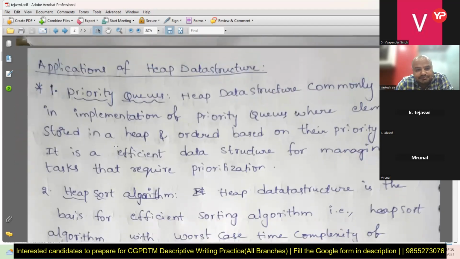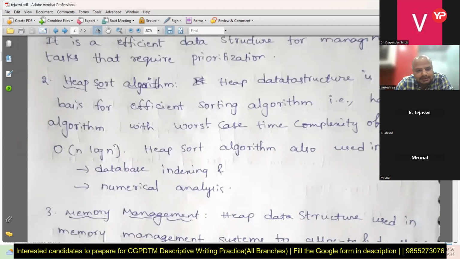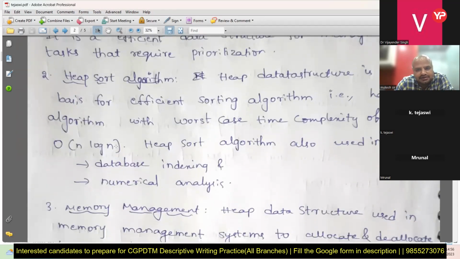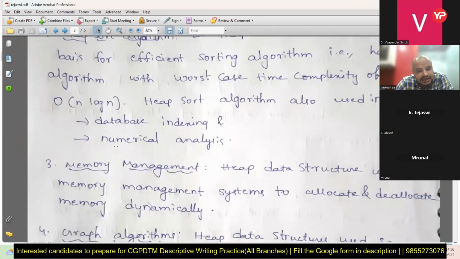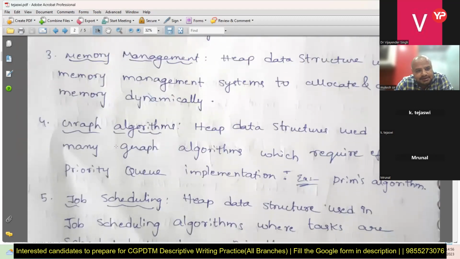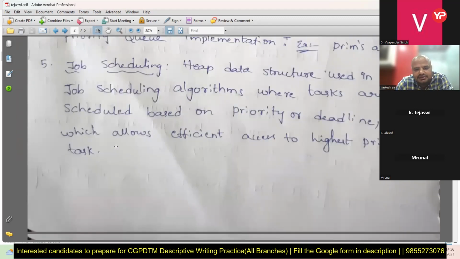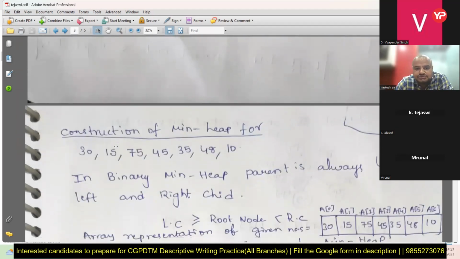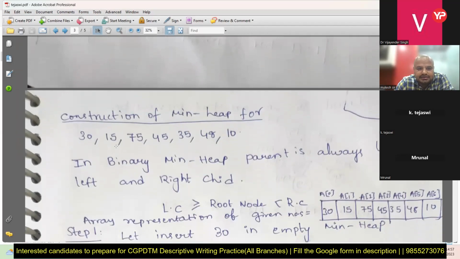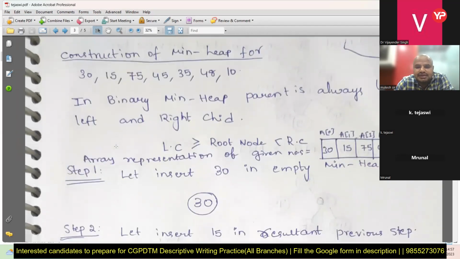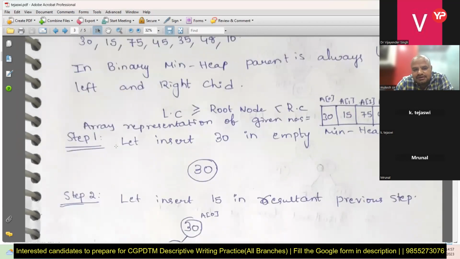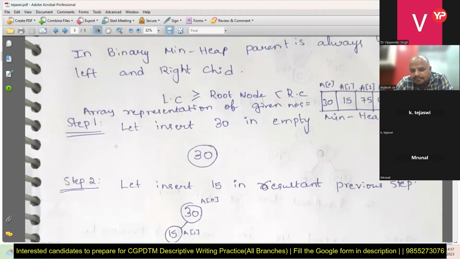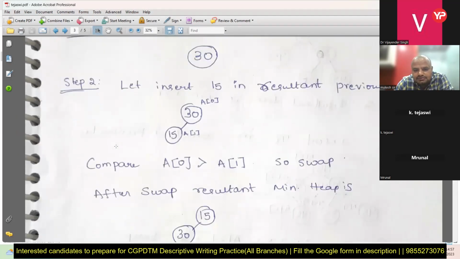Application of heap data structure, priority queue, heap algorithm, fine. You are underlining also. You are using the arrow indexes, fine. Memory, fine, fine, and fine. Great. Now moving towards construction. That's the good point. Like you start the subproblems with the heading construction of min heap for given elements, right? Again you are mentioning what you are trying to write. But now here the point is, array, okay.